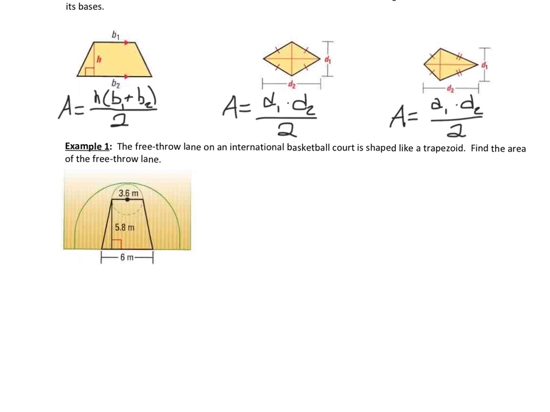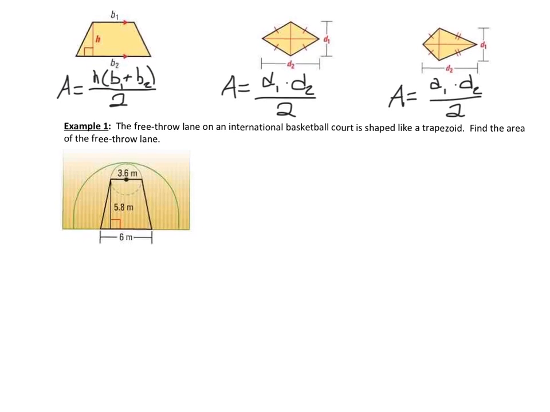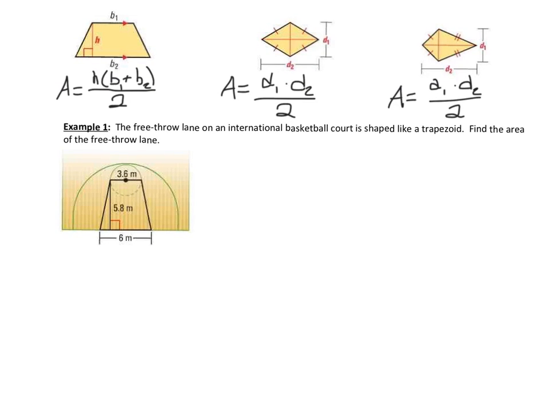All right, coming back, we have our first example here. It says the free throw lane on an international basketball court is shaped like a trapezoid. I need to find the area of the free throw lane. So for all of you basketball players out there, if you thought it was a normal rectangle, apparently for international basketball, I don't know if this is still the case or not, it's shaped like a trapezoid. It's not your rectangle like you see in the NBA or college or even high school. So that's kind of interesting.